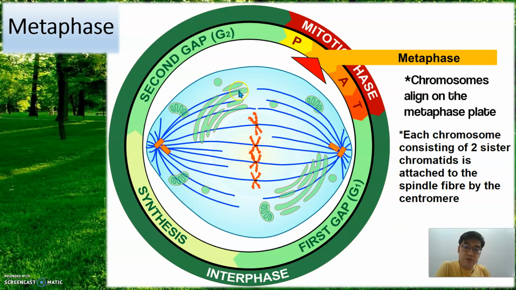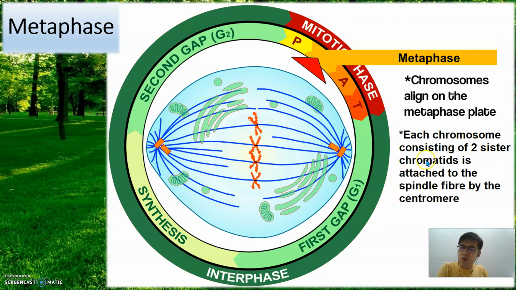It shows that the chromosomes are all lined up on the metaphase plate, and each chromosome, consisting of 2 sister chromatids, is attached to the spindle fiber, the long blue line here, by the centromere. So the whole X shape here is called a chromosome, and in the middle there's the centromere. The centromere is attached to this spindle fiber.